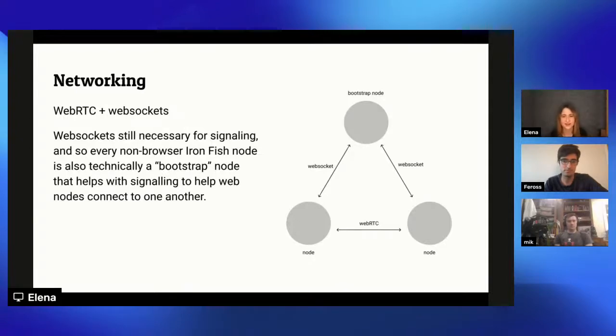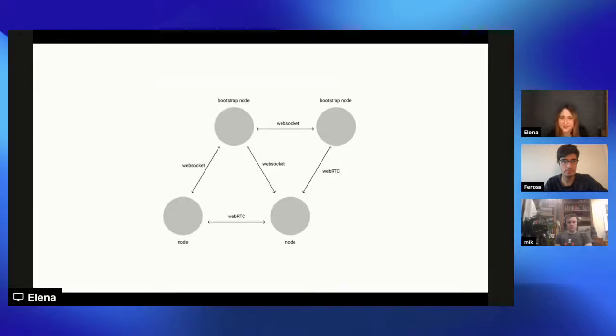Basically what that means is that when a node first comes online, it needs a list of nodes that it already knows are online to connect to, so that those nodes can introduce it to other nodes. Those are called Bootstrap nodes. And those Bootstrap nodes are the non-browser nodes that help, for instance, a web browser node connect to other nodes. So the architecture looks like this.